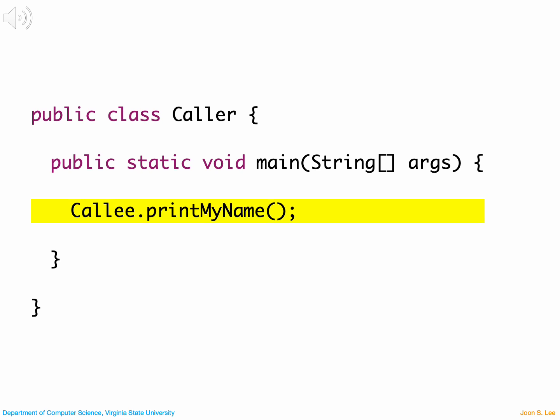Now let's look at this example carefully. We have a class called Caller with a main method. Inside main, we try to call Callee.printMyName. This line is highlighted because it is incorrect. The problem is that printMyName is an instance method, not a static method. Instance methods belong to objects, not to the class itself. But here we are trying to call the method directly on the class name Callee. Java does not allow this. To call an instance method, we must first create an object of the Callee class. Only then can we call printMyName using that object.